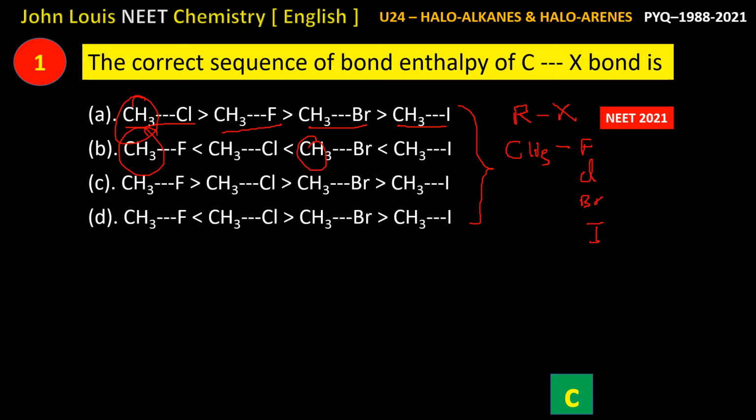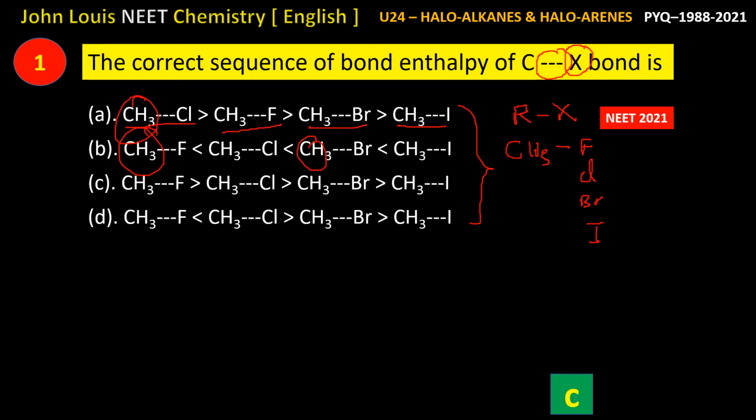First of all we need to know what is bond enthalpy. What is bond enthalpy of the C-X bond? The energy required to make this bond between carbon and halogen, or the energy required to break the bond between carbon and halogen, is known as bond enthalpy. So when the halogen changes, definitely the bond enthalpy also will change. But how does that enthalpy change when the halogen changes?